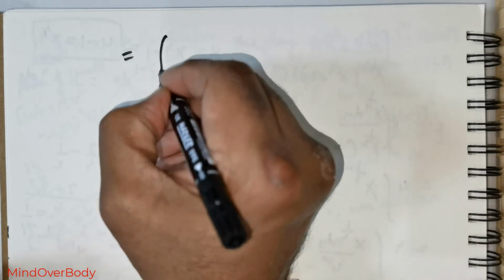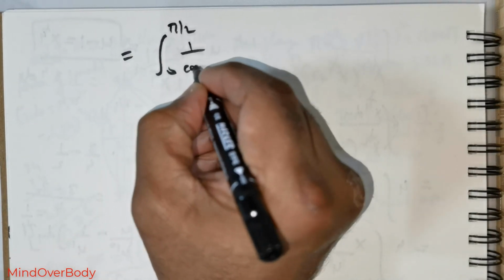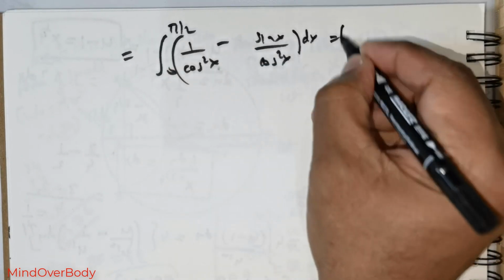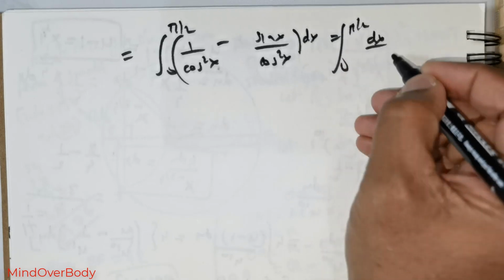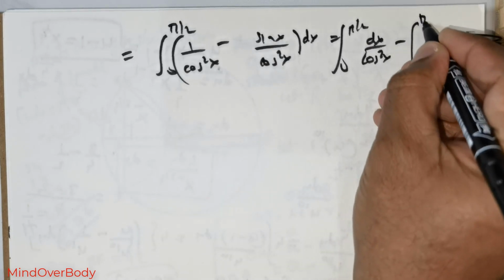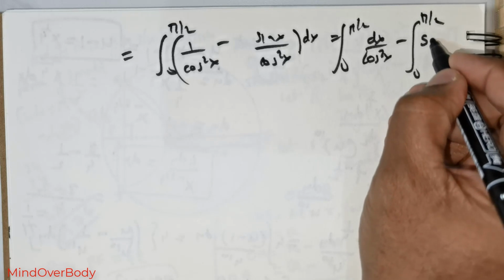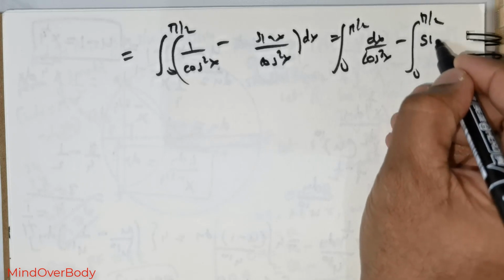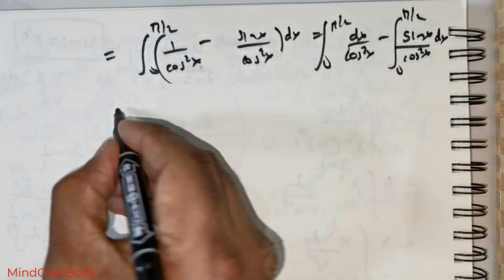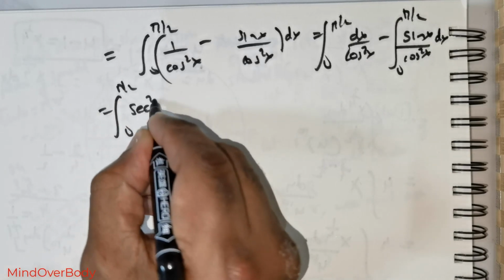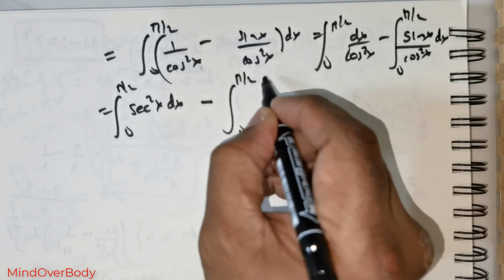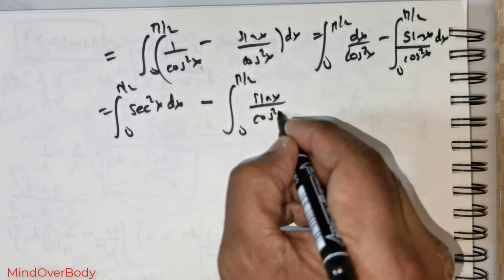So this is equal to integral 0 to pi over 2 of 1 over cos squared x minus sin x over cos squared x times dx. I'm going to rewrite this as integral 0 to pi over 2 dx over cos squared x minus integral 0 to pi over 2 of sin x over cos squared x times dx. Now this is secant squared x, so you have integral 0 to pi over 2 of secant squared x times dx, followed by integral 0 to pi over 2 of sin x divided by cos squared x dx.